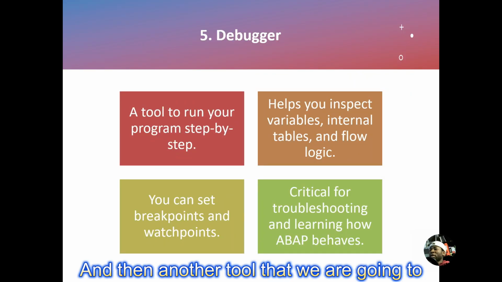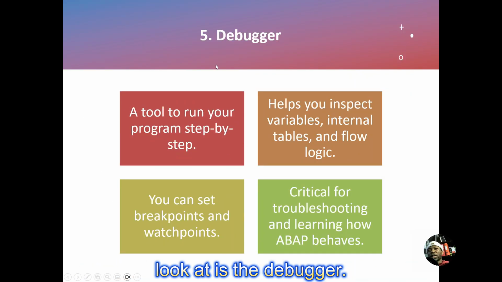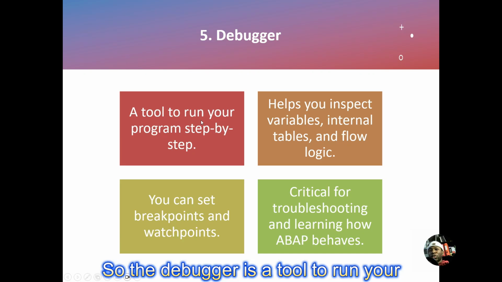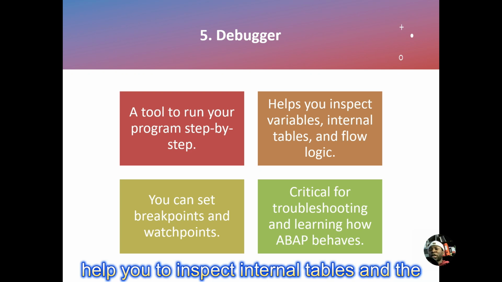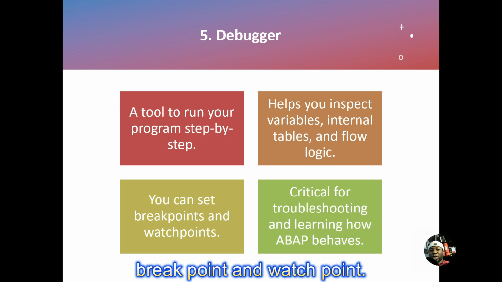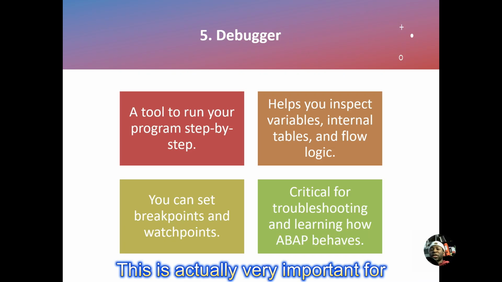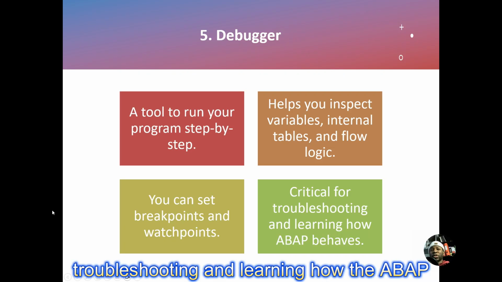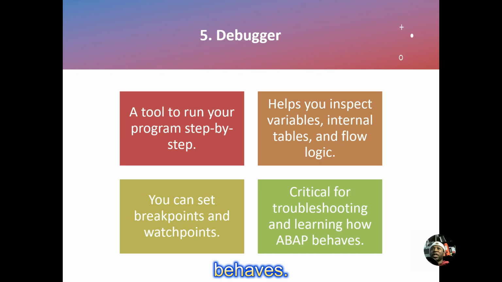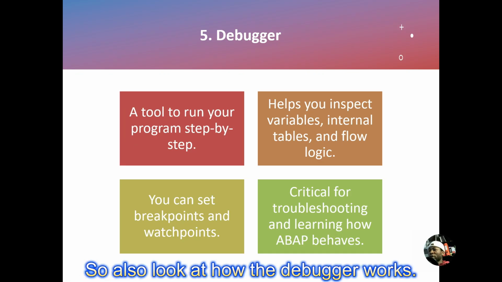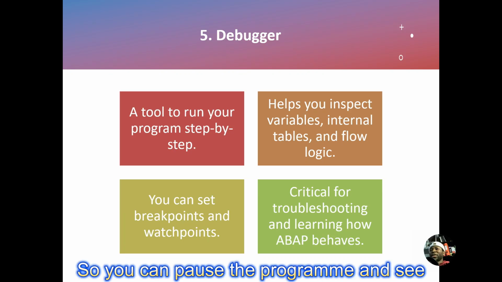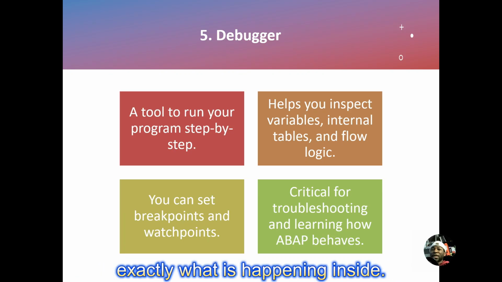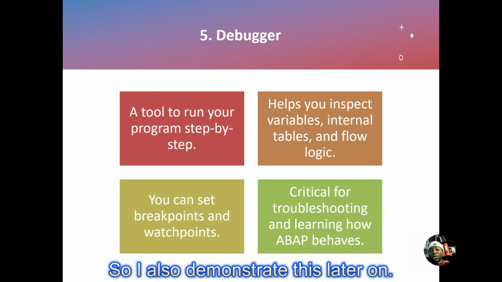object-oriented ABAP. And then another tool that we are going to look at is the debugger. The debugger is a tool to run your program step by step. It helps you to inspect variables, internal tables and the flow logic. You can also set breakpoints and watchpoints. This is very important for troubleshooting and learning how ABAP behaves. So the debugger is your best friend when things don't work as expected. You can pause the program and see exactly what is happening inside. So I'll also demonstrate this later on.